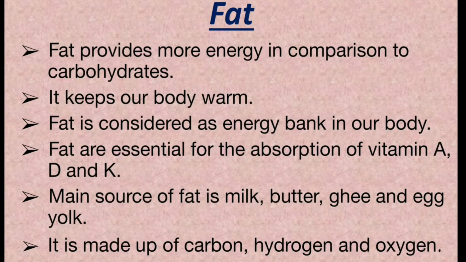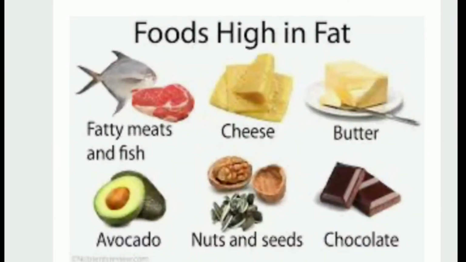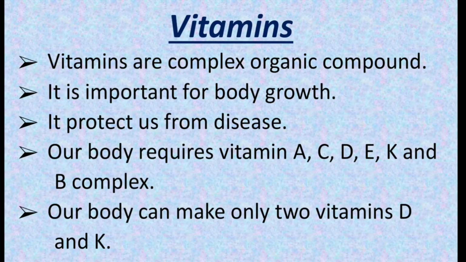Let's have a look about the examples. So, fatty meats and fishes are the example, cheese, butter, avocado, nuts and seeds, chocolates are the good example of the fats. So, the main work of the fat is to keep our body warm and gives us energy when the body need, means when our body is very needy, we are starving, we are not getting food for so many days. So, what happened? The fat which is stored in our body will break down into the energy and it provide the energy to our body.